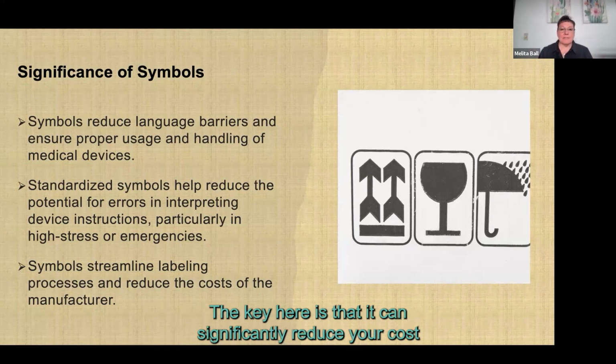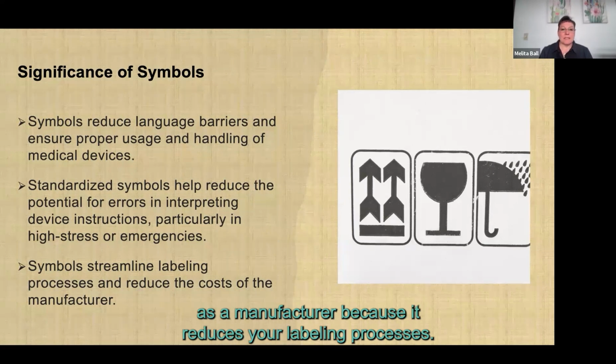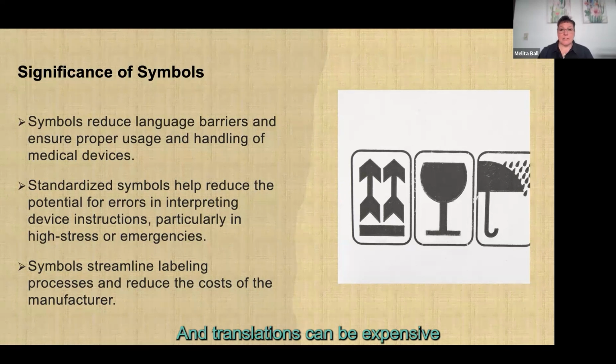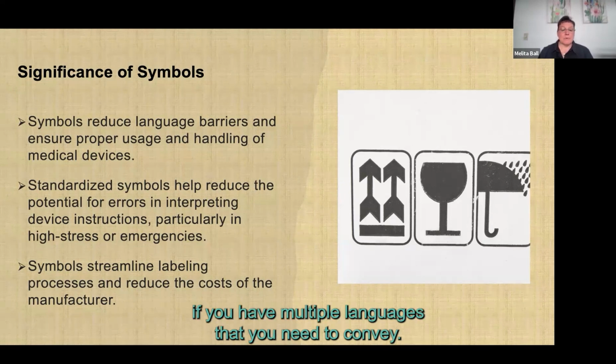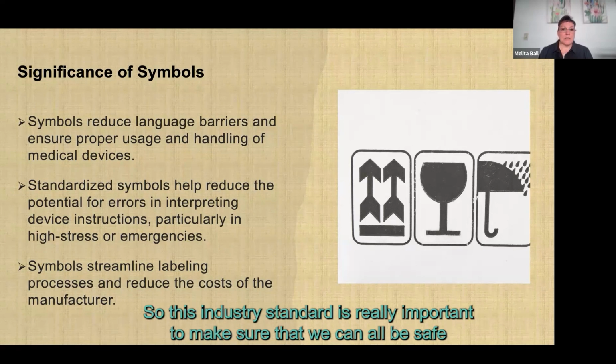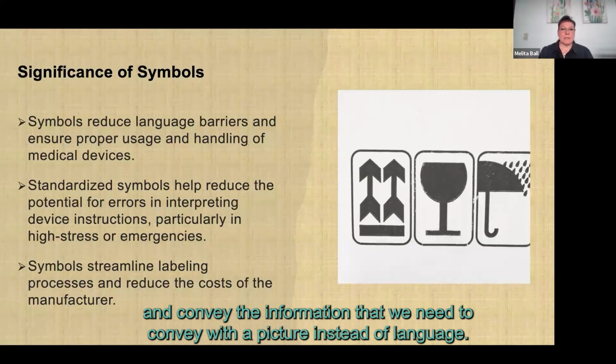The key here is that it can significantly reduce your costs as a manufacturer because it reduces your labeling processes. It reduces the amount of translations you need to have, and translations can be expensive if you have multiple languages that you need to convey. So symbols do have a very big business role to play in this process. So this industry standard is really important to make sure that we can all be safe and convey the information that we need to convey with a picture instead of language.